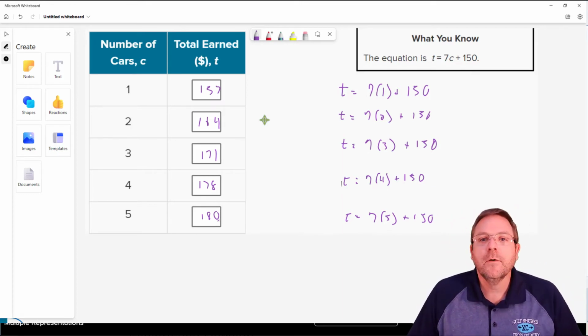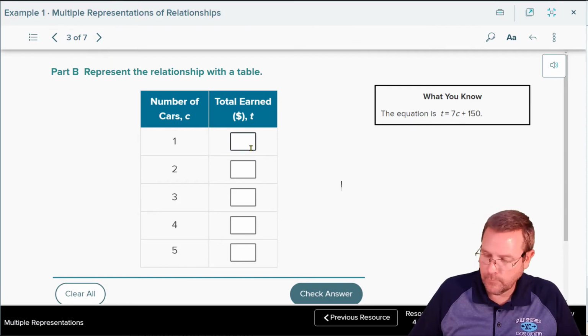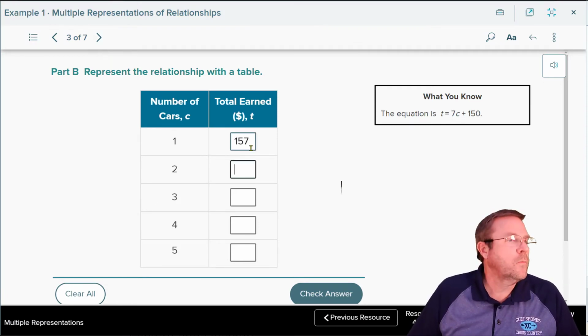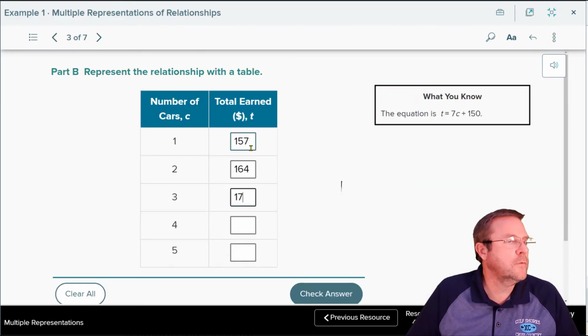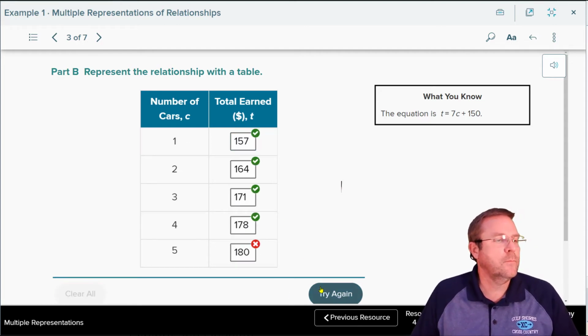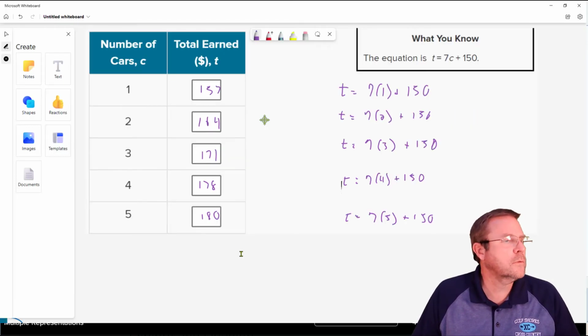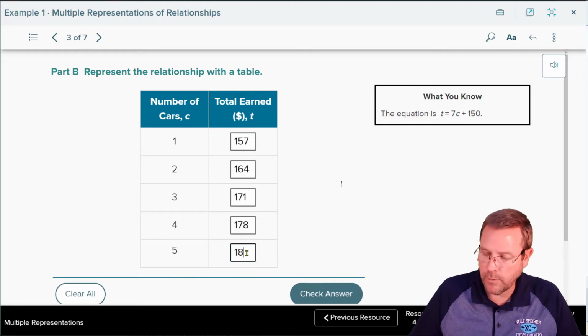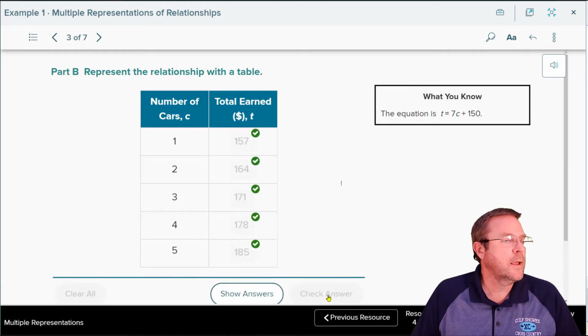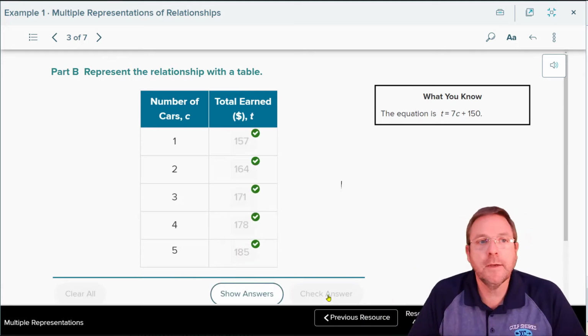We've got a 157, a 164, and then 171, 178, and 185. And now everything checks and we've completed the table.